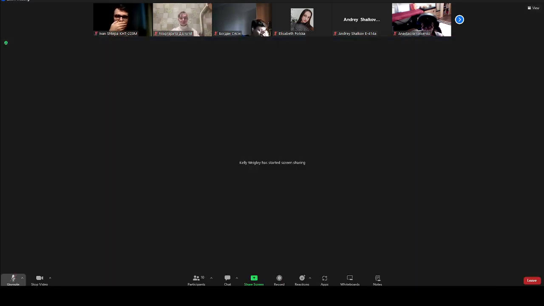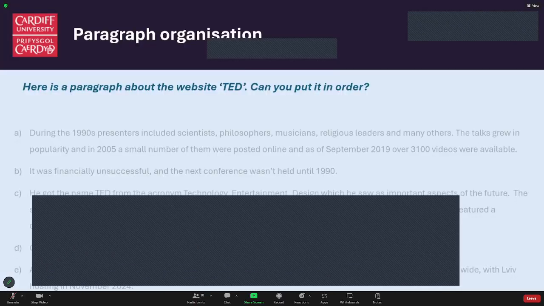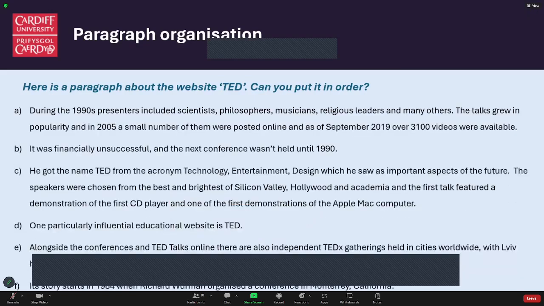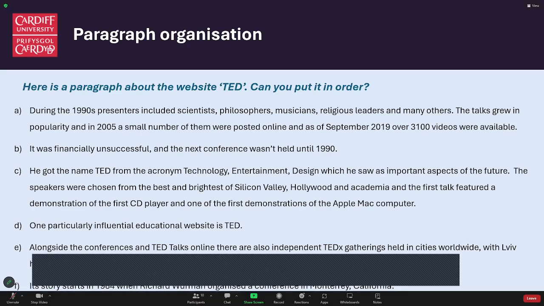Okay. So this is TED. There's a paragraph about the website TED, and what I want you to do with your partner is to put it into the correct order. It's a whole paragraph, but which line do you think will be first? A, B, C, D? Have a look.